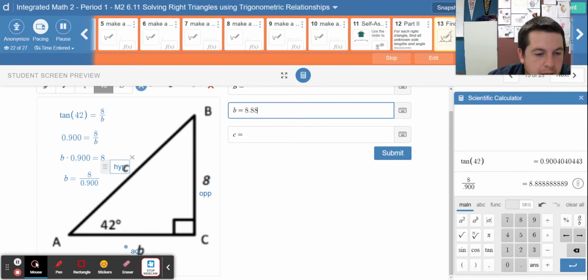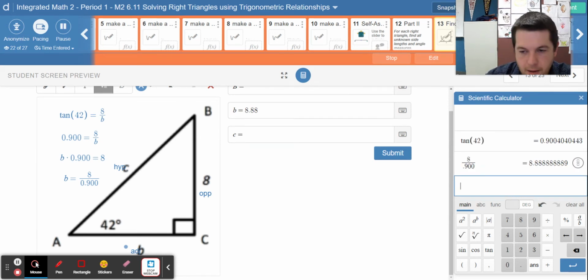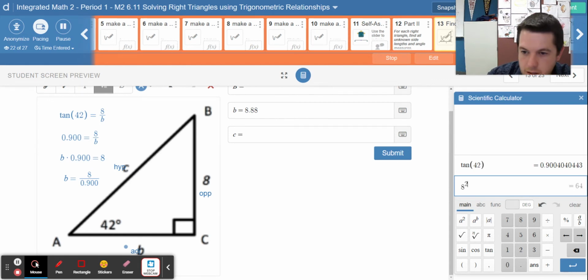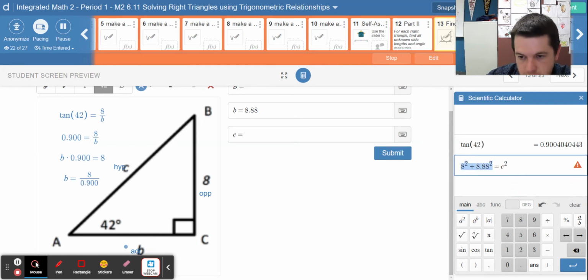And to get my hypotenuse, I could use a trig ratio or I could use the Pythagorean theorem. The Pythagorean theorem states that a squared, which is a side length squared, so it would be 8 squared plus my other side squared. 8 squared plus 8.88 squared will be equal to c squared here. So I'm going to square both of these values here. That's equal to c squared.